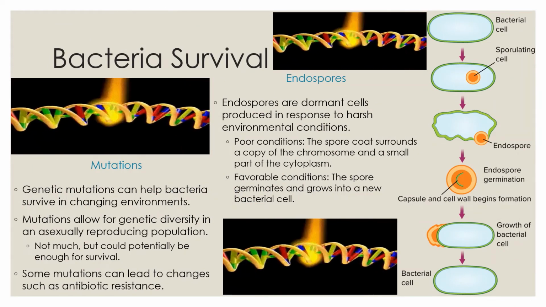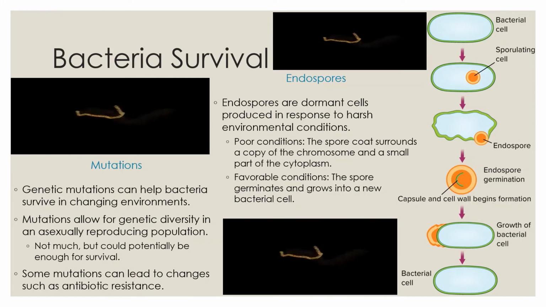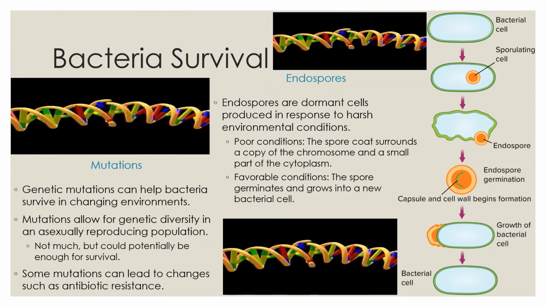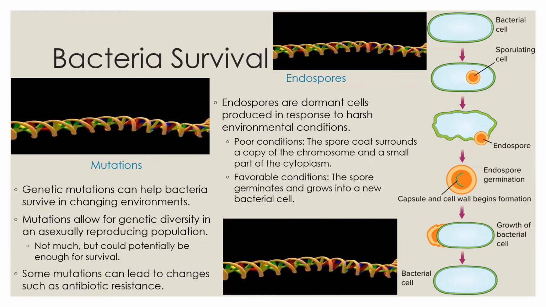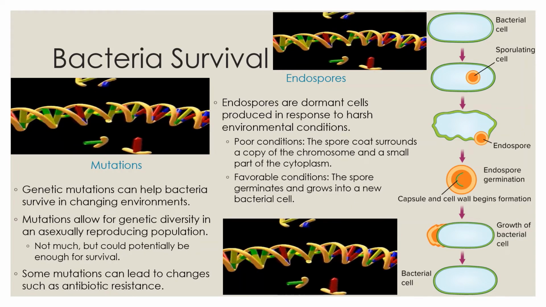Okay, bacterial survival. Genetic mutations can help bacteria survive in changing environments. Mutations allow for genetic diversity in an asexually reproducing population. Not much, but could potentially be enough for survival. Really, the mutations they're getting are more from small errors in the replication process. Some mutations can lead to changes such as antibiotic resistance.